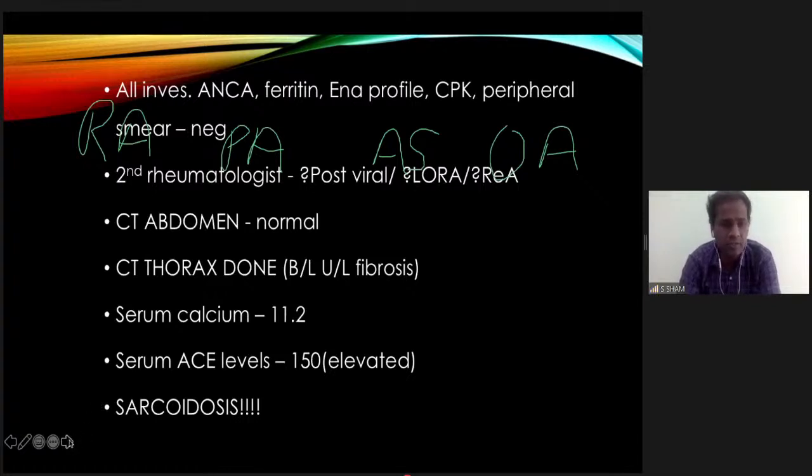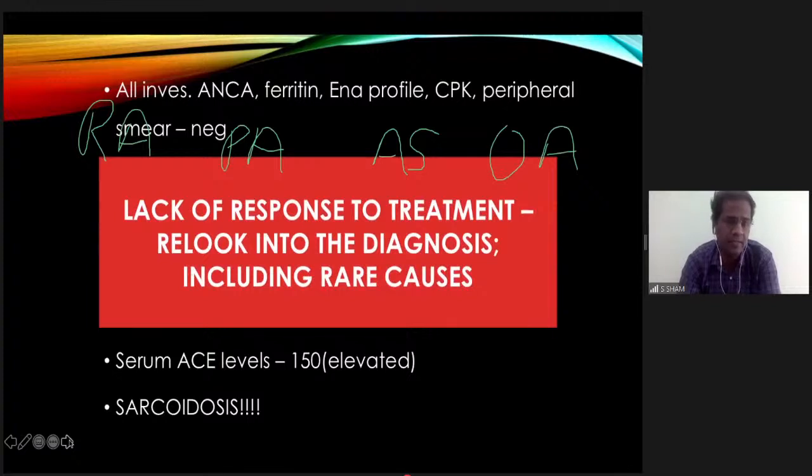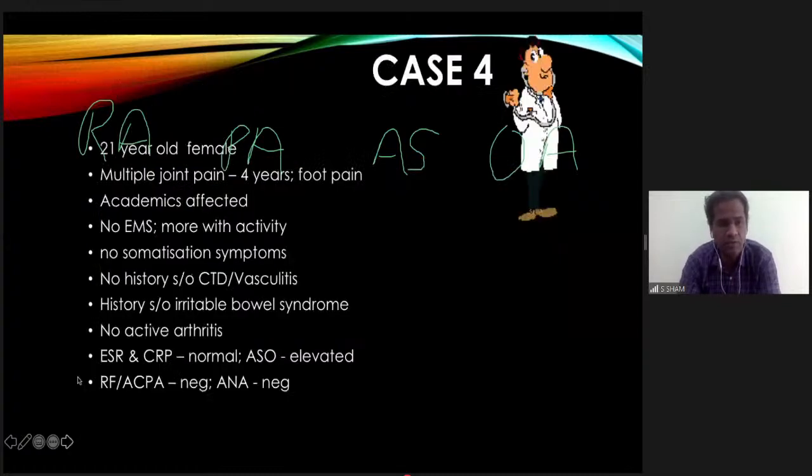So we also have to think of the rare things. Of course, it may not be as common as rheumatoid, but sometimes when things are not really fitting, or there is no response to treatment, I always have a relook at the diagnosis. It might be a rheumatological issue, or sometimes even arthritis can be a manifestation of a non-rheumatological issue.